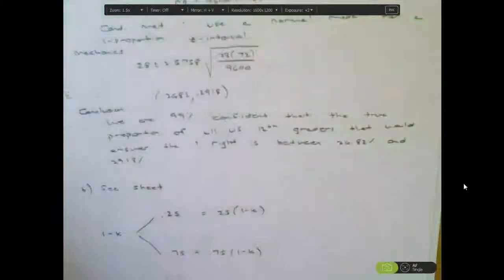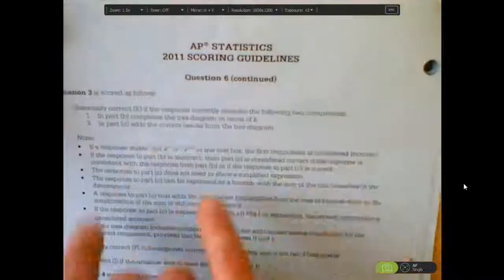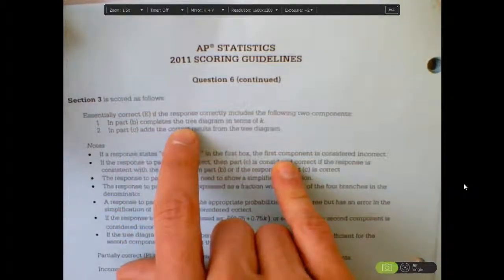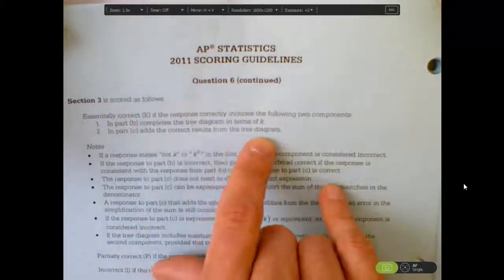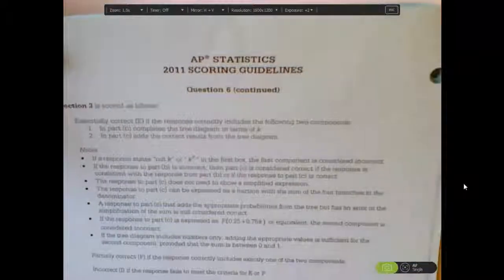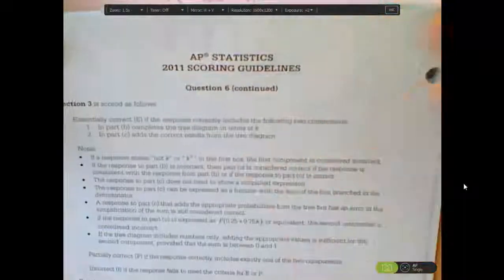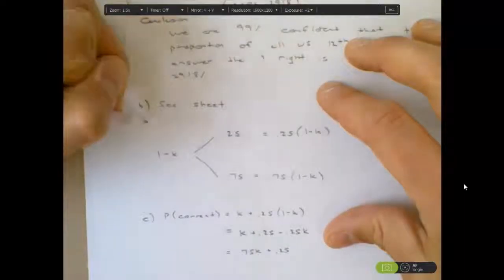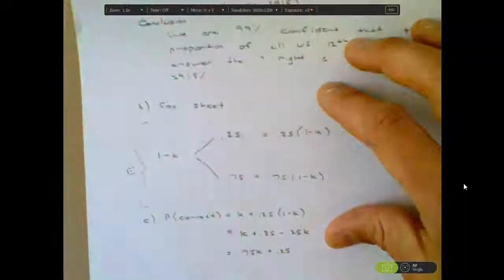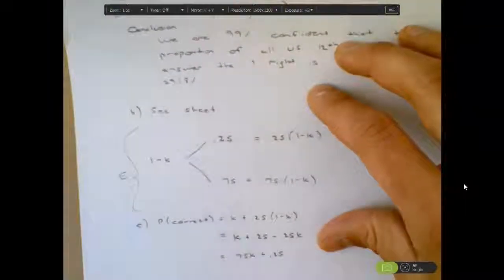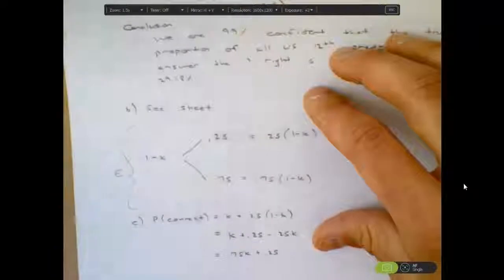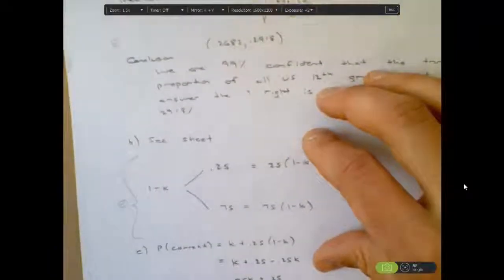Okay, so that's B and C. Let's look at grading that. That's going to be section 3 on your rubric. 2 components. Completes part B of the tree diagram in terms of K, so if you did that correctly, and part C adds the correct results. Okay, so 2 things. If you did them both correct, it's an E. If you did one of the 2 correct, it's a P. So I've done both of those correct. For parts B and C combined, that's going to earn me essentially correct. Again, every single point on question 6 is worth 3.125 points overall. Huge. So I'm up to 9.375 points just on this question alone.